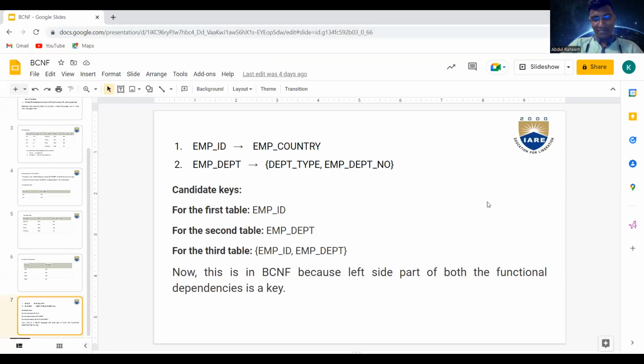That's all for BCNF. After BCNF there is 4NF and 5NF. A relation will be in 4NF if it is in Boyce-Codd Normal Form and has no multi-value dependency.